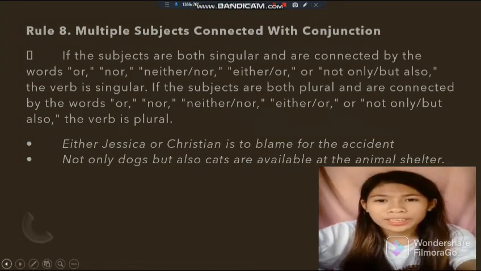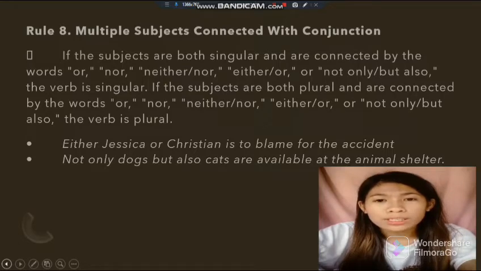Rule number 8. Multiple subjects connected with conjunction. If the subjects are both singular and are connected by the words or, nor, neither nor, either or, not only but also, the verb is singular. If the subjects are both plural and are connected by the words or, nor, neither nor, either or, not only but also, the verb is plural.